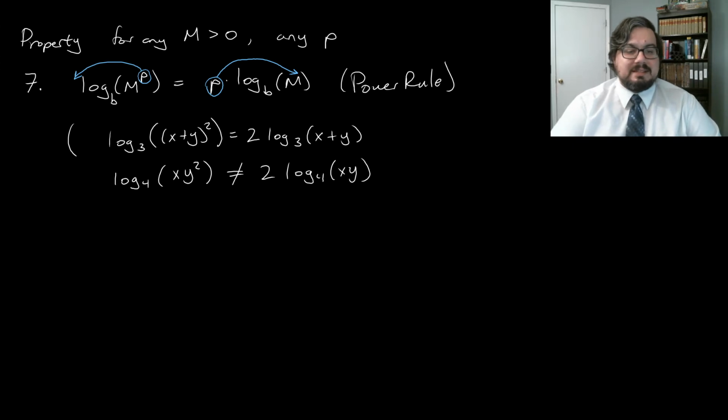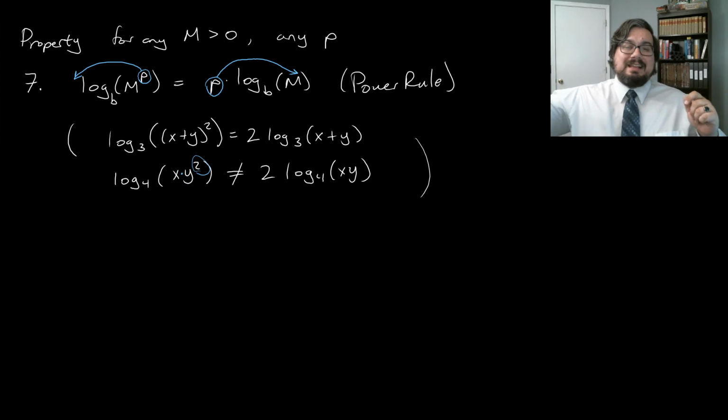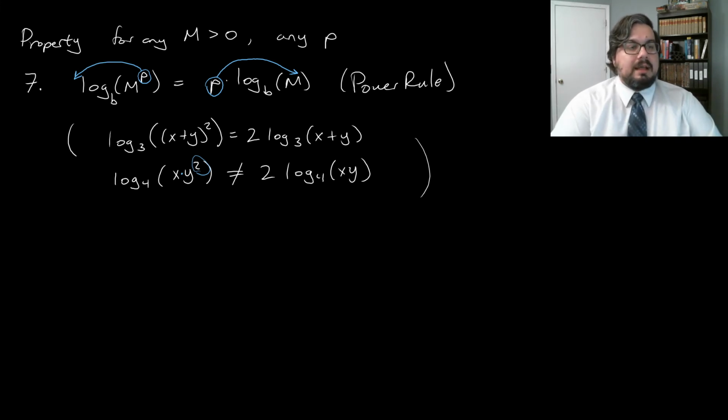And the reason is that this squared here isn't applying to everything inside the logarithm. This 2 is applying only to the y, not to the x. If we had parentheses around the product xy before the squared, we could pull the 2 out in front, but the way that it's written here, we can't. So you can only use the power rule when the power inside the logarithm is being applied to everything else inside the logarithm. And let's see a proof of this.